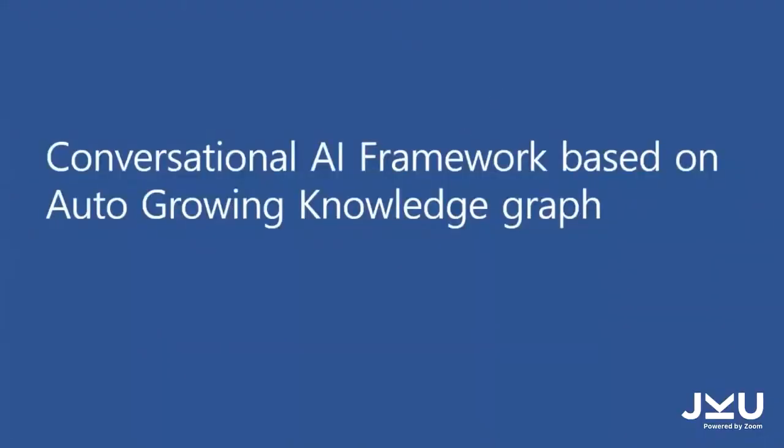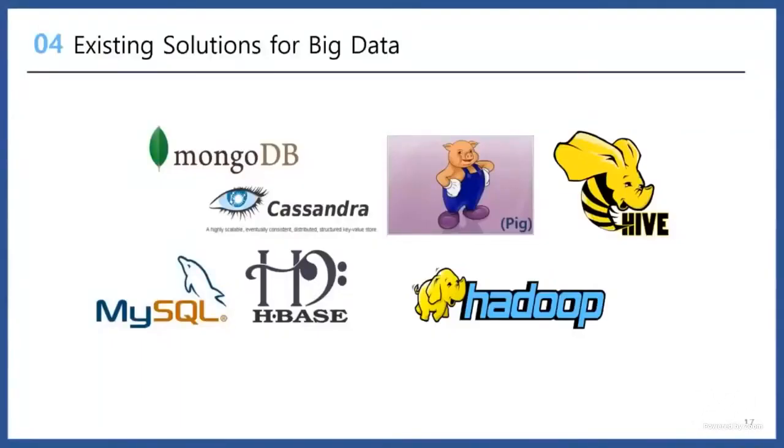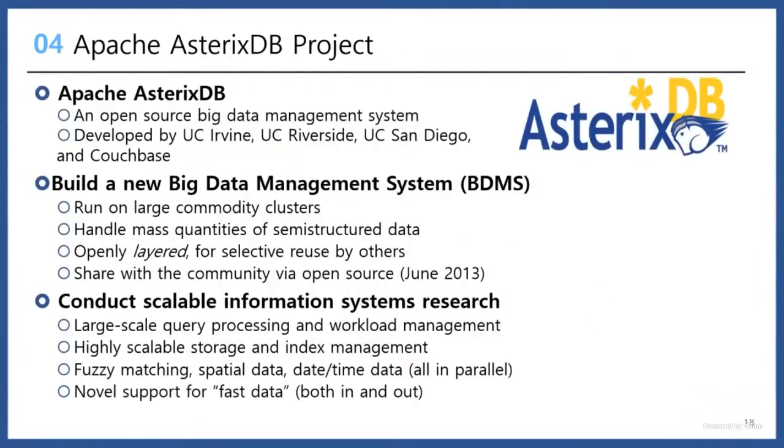Next, I will introduce a conversational AI framework based on an auto-growing knowledge graph. There are many solutions for big data processing and management. There are MongoDB, Hadoop, Hive, HBase, etc. Then you use and know a lot. In this project, Apache AsterixDB is used.